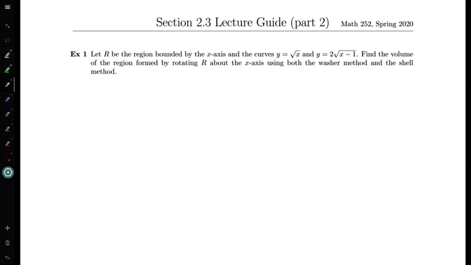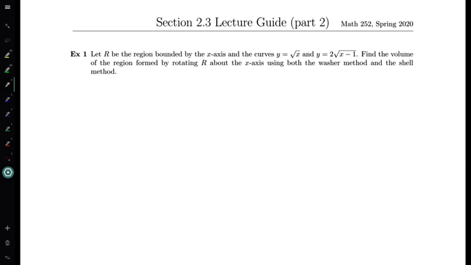Next up, we want to look at some examples comparing the washer and the shell method. In these first two examples, we're going to do both the washer and the shell method, but before we actually do any computations, we're going to use the comparison above to predict which method we think is going to work better. In both of these examples, we've already computed the volume of this region using either the washer or the shell method previously. But now we're going to do both and see which method is better. So let's dive in.